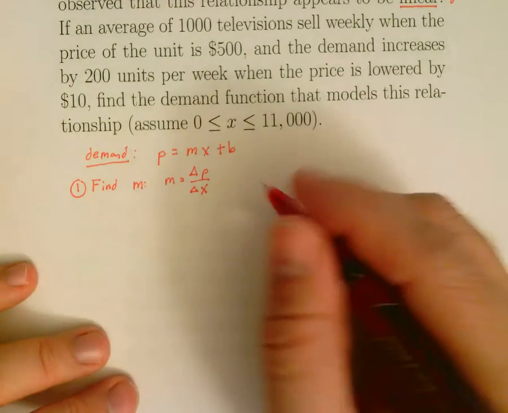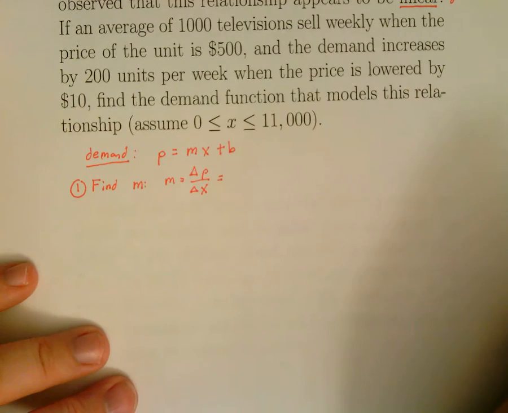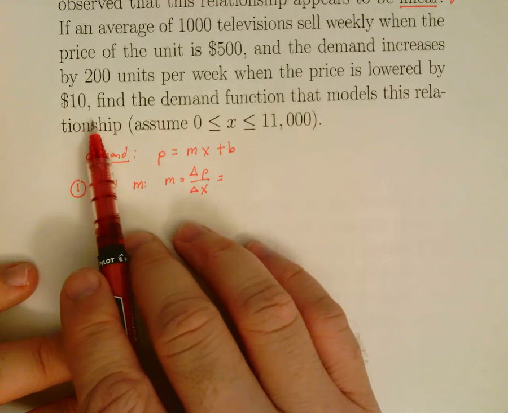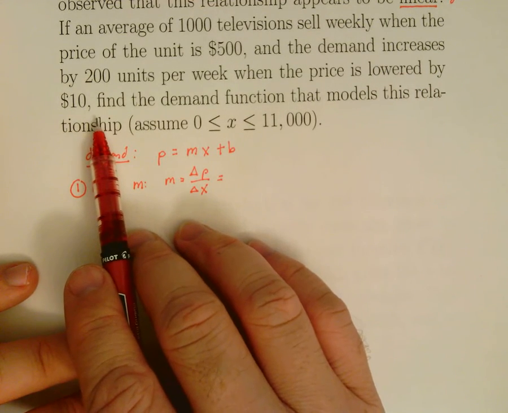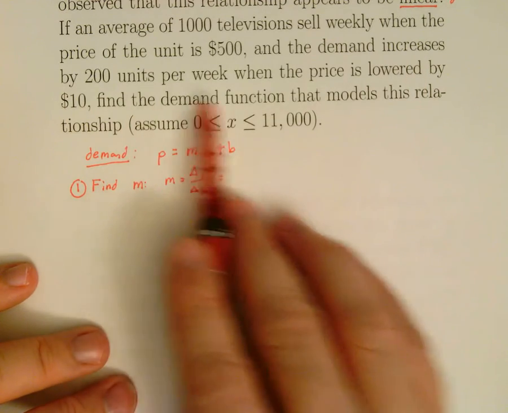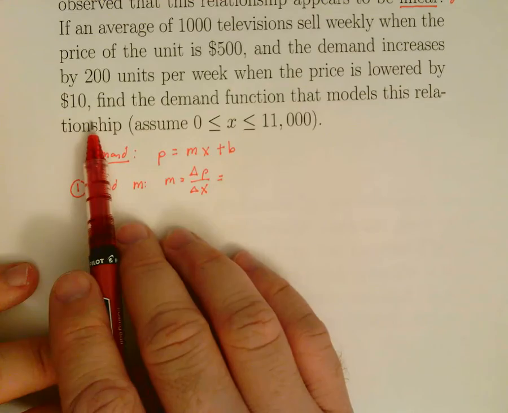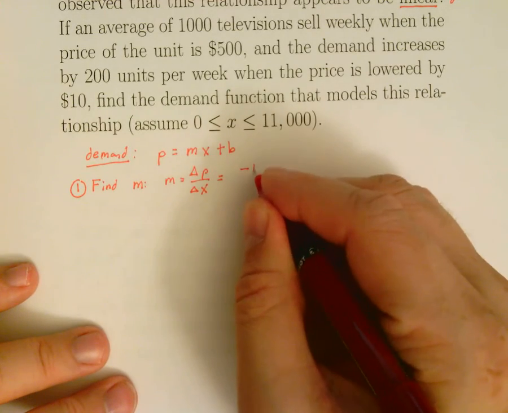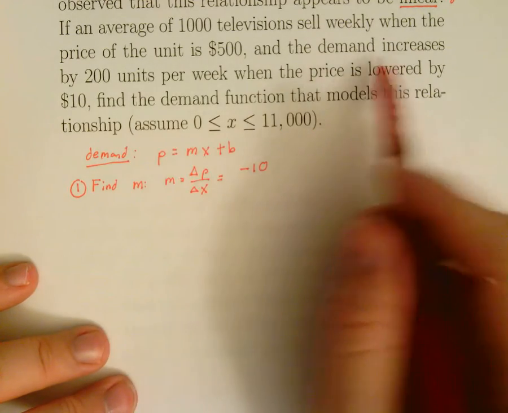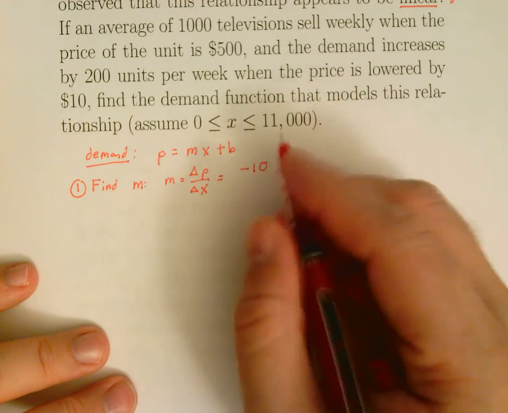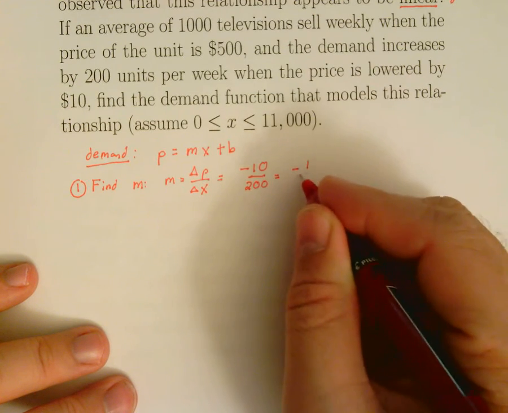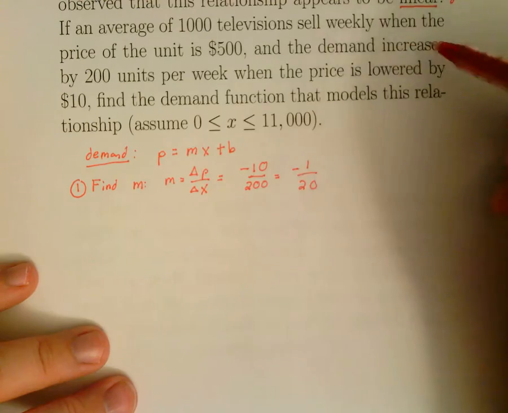Alright, so let's see how we can figure that one out. If the demand increases 200 units when the price is lowered by $10, so if the price is lowered by $10, then we see that the demand increases by 200. So we actually get negative 1 over 20. So again, I got all that from this one line right there.